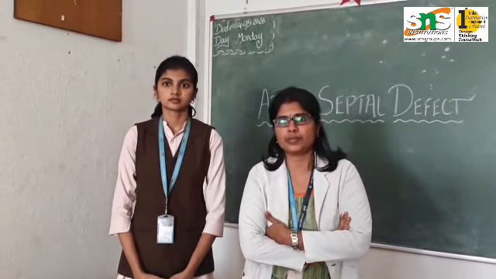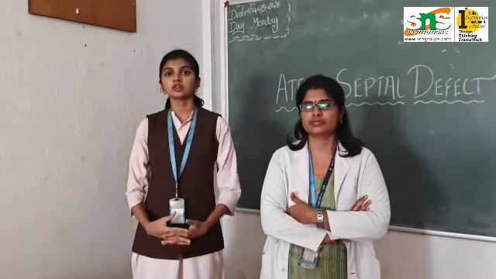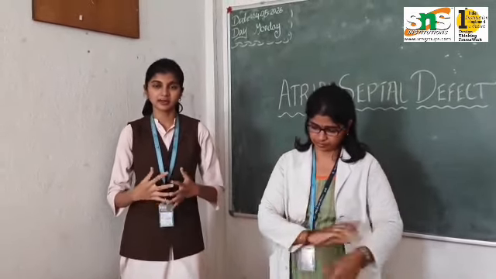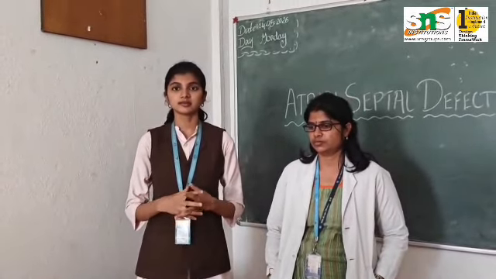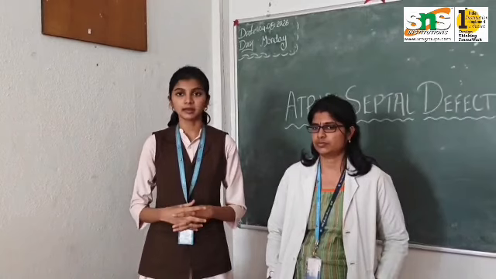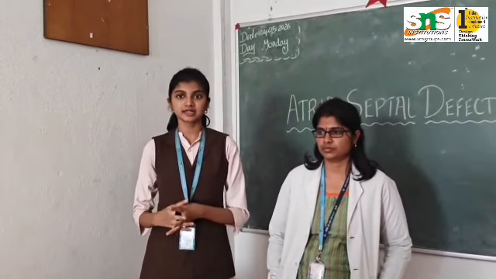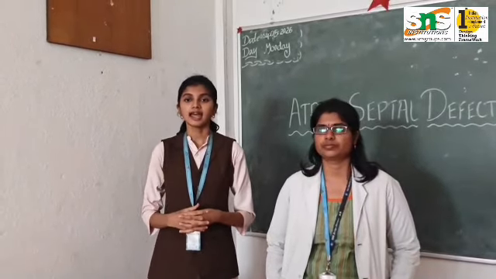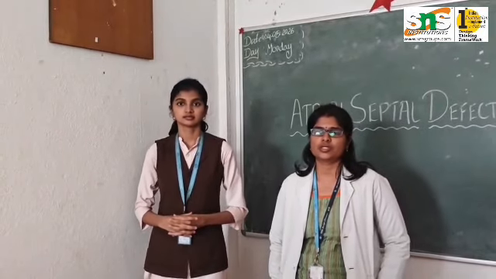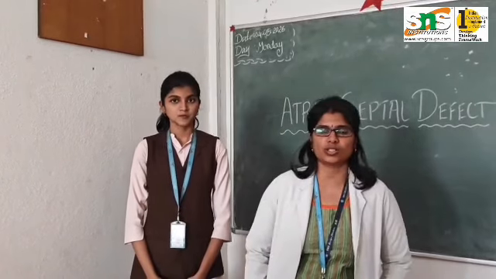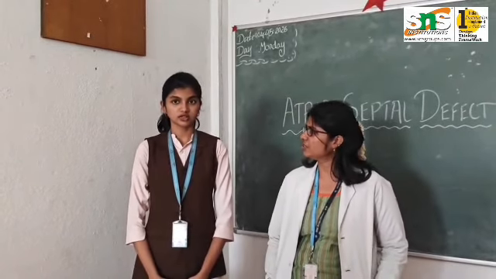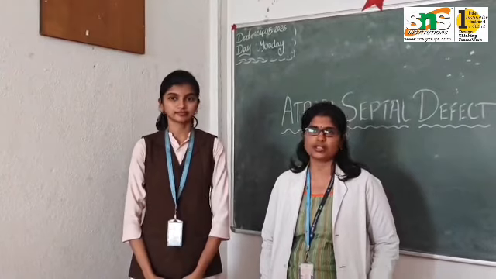Let's see the types. Moving on to the types of ASD, which basically depend on where exactly the opening is found. We have ostium secundum, which is the most common type, and then we have ostium primum ASD, sinus venosus ASD, and coronary sinus ASD. So majorly ostium primum, ostium secundum, sinus venosus, and coronary sinus ASD.